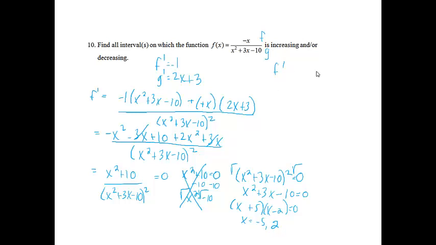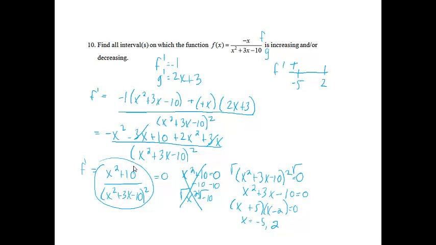So if I come up here and make myself an f prime chart, let's put negative 5 and 2 on it. And since it's called an f prime chart, we're definitely going to go into f prime, which was right here. A couple things that I'm going to notice here before I even start plugging values in. Up top, well, let's plug in negative 6. If I plug in negative 6, I'll get 36 plus 10. I'll get a positive number up there. And down on the bottom, no matter what I put in, when I square it, that number is going to be positive. So I'm going to get a positive over a positive, so that will be positive.